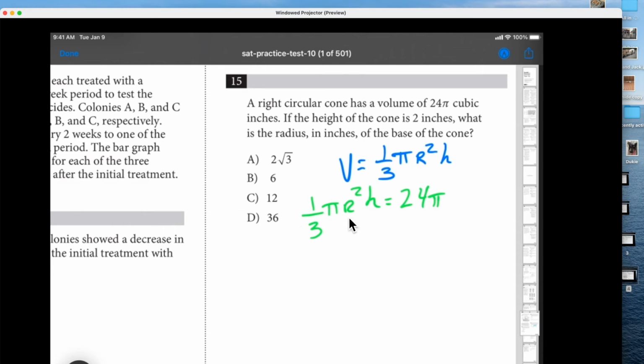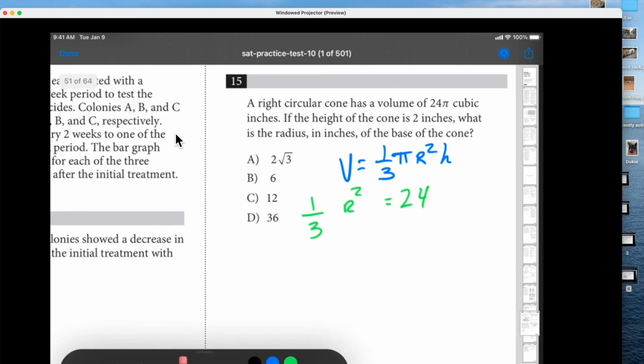Now you see how pi is on both sides of the equation? That means we can divide both sides by pi and the pi cancels out. So I'm literally just going to erase it. The next thing I'm going to do, since they tell us the height is 2 inches, I'm going to replace that with 2 inches. So now we have 1/3 times r squared times 2 equals 24.